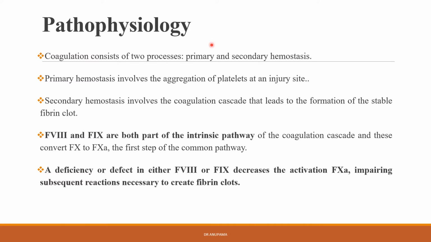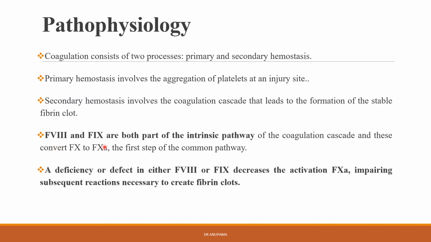Coming to pathophysiology. Coagulation consists of two processes: primary and secondary hemostasis. Primary hemostasis involves the aggregation of platelets at the site of injury, while secondary hemostasis involves the coagulation cascade that leads to the formation of a stable fibrin clot.